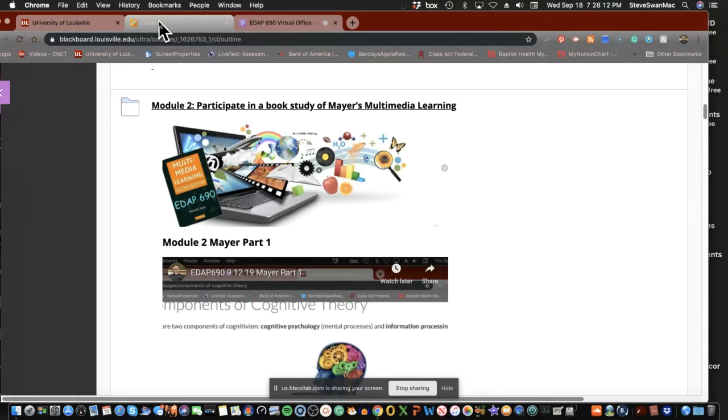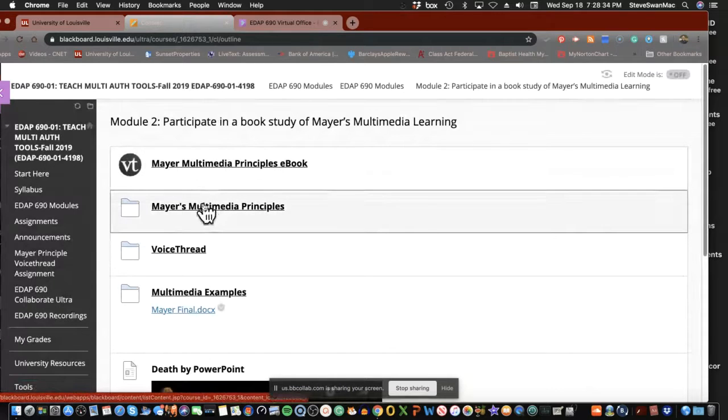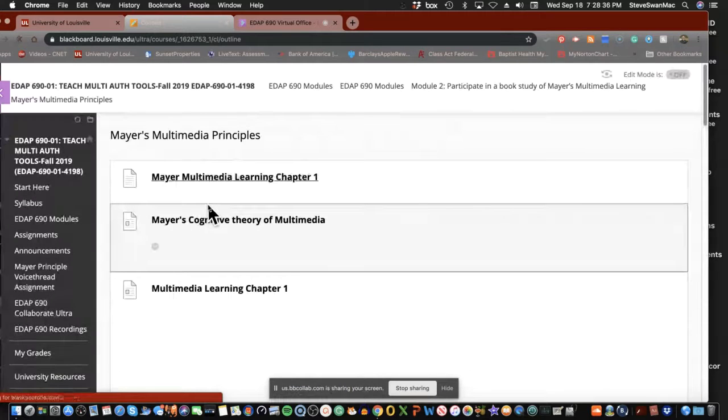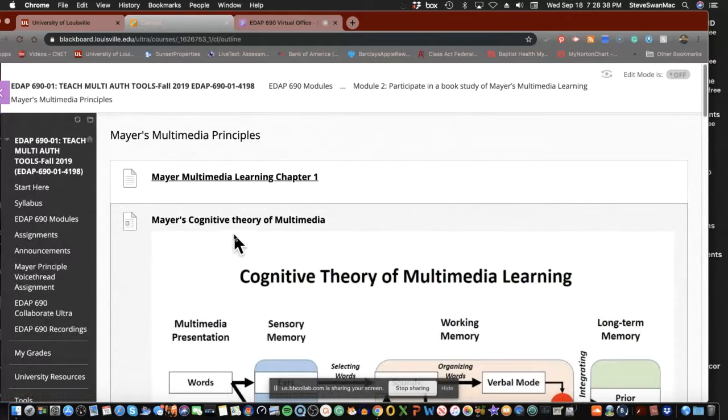And what I want to do with this is a little bit of review, to make sure we understand what Mayer's cognitive theory is all about, because once we understand that, then the part where we actually look at its 12 principles all kind of fits together. So let me jump in here and let's look at this wonderful graphic.